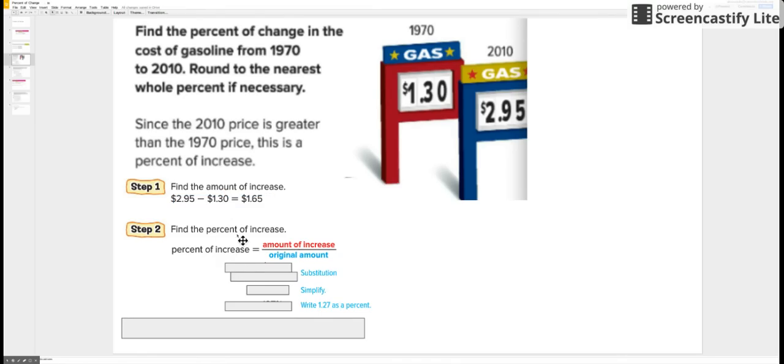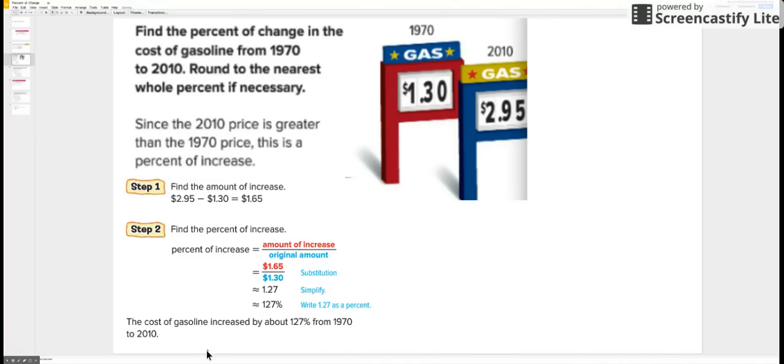Step 2, now is the time you need to find the percent of increase. So look to see how much it increased. We already found that it was $1.65. That goes at the top, over the original amount. It started off with $1.30. So once you divide those out, you get 1.27. But we have to write this as a percent. So we just move the decimal 2 places to the right and you get 127%. So in other words, the cost of gasoline increased by 127% from 1970 to 2010.